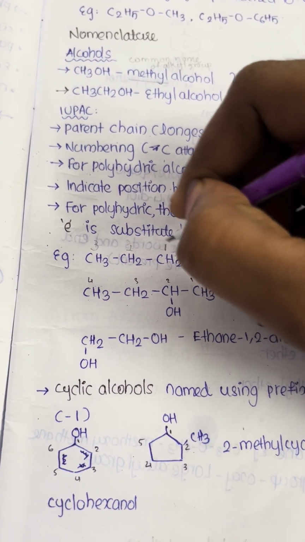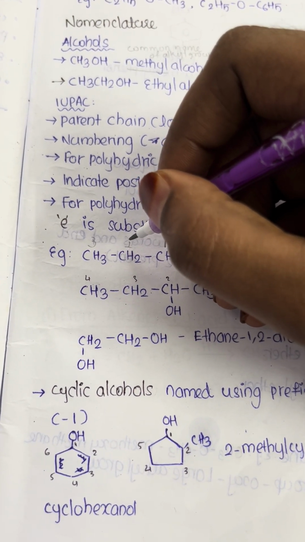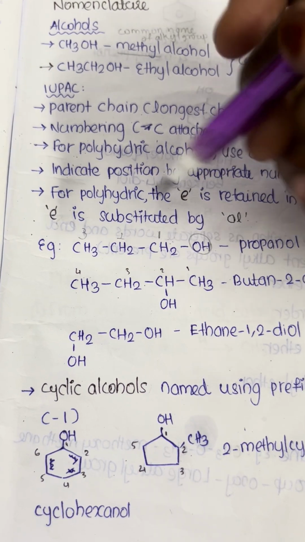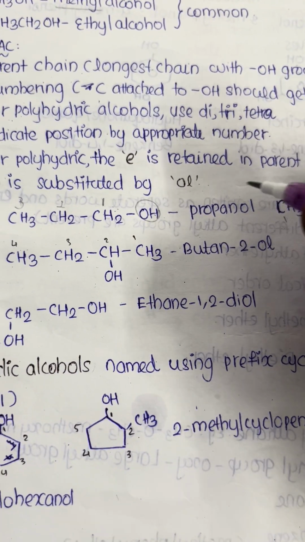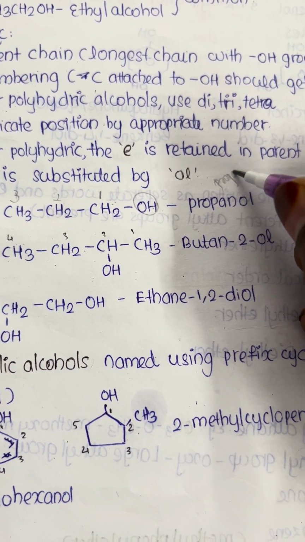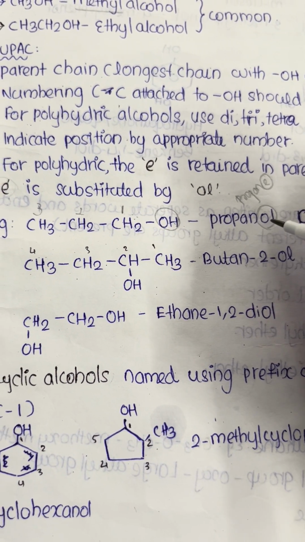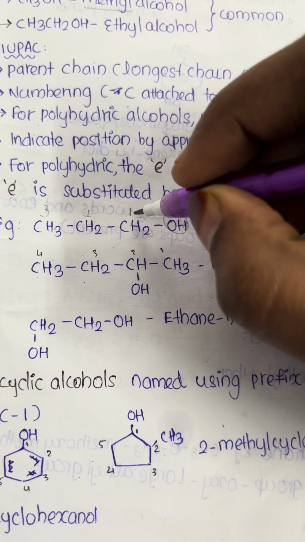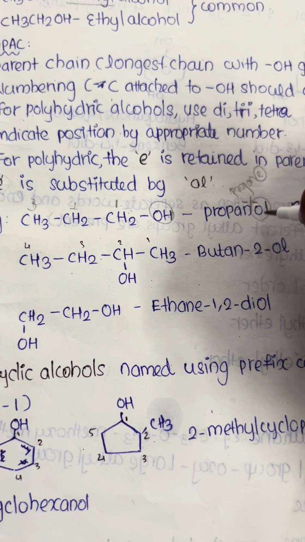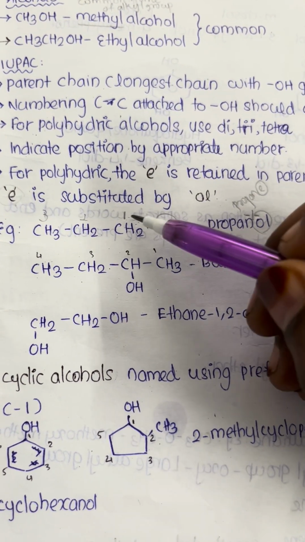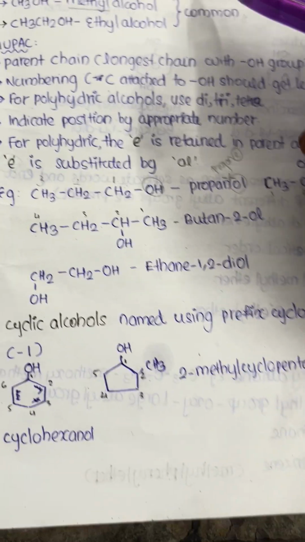So the parent alkane is propane. But if you are writing the IUPAC name of a monohydric alcohol, we should substitute the E. It was propane. You should substitute this E with ol, giving propanol, and the position may be indicated: propan, hyphen, 1, hyphen, ol, propan-1-ol. Since it is present at the first carbon, the position may or may not be indicated, no issues for that. That is propan-1-ol or propanol.